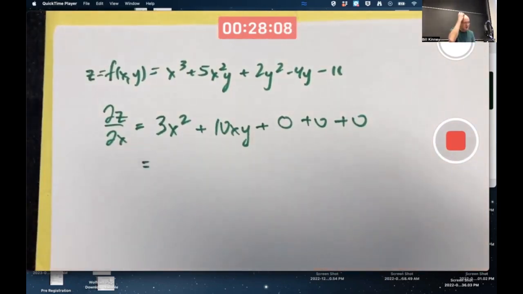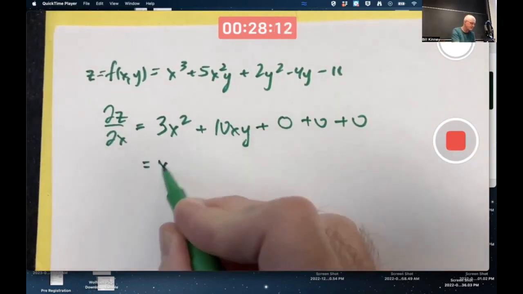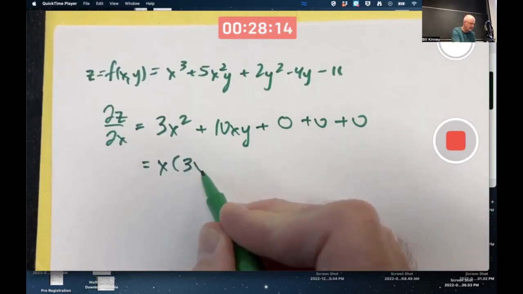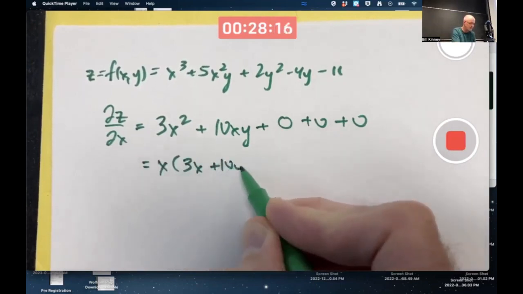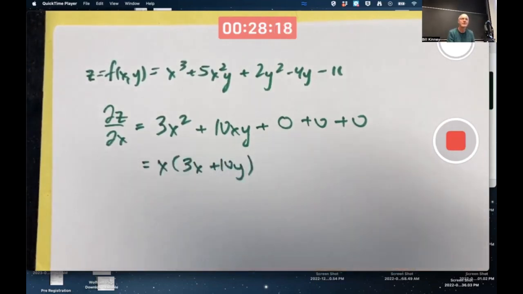It does turn out, for the purposes of understanding what's going on, to factor anything that can be factored out. That's helpful sometimes. Oftentimes when you want to use partial derivatives, we're not really going to use it right now. We'll use it in chapter 4.